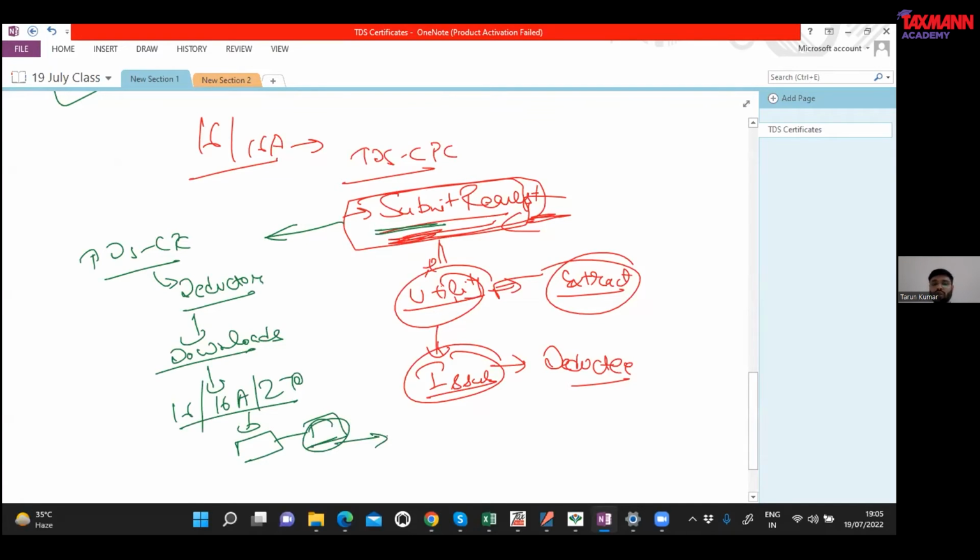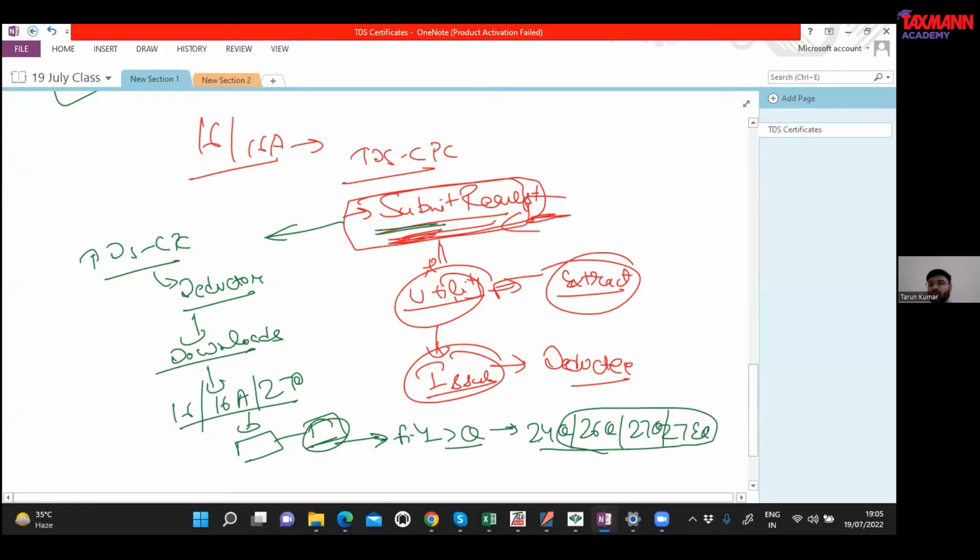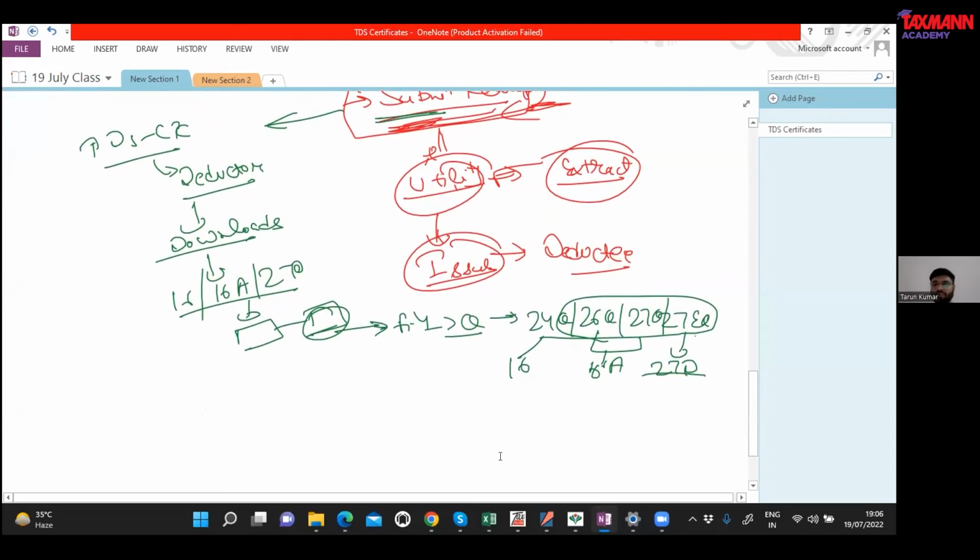Then you need to select the relevant financial year, relevant quarter, and the form for which you are downloading those certificates: 24Q, 26Q, 27Q or 27EQ. There could be any of these forms. 24Q is for form 16, 26Q and 27Q are for form 16A, and 27EQ is the TCS return, and it will be for form 27D, right? So you can submit a request for any of these.